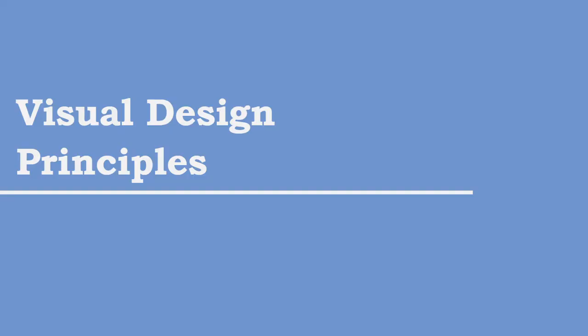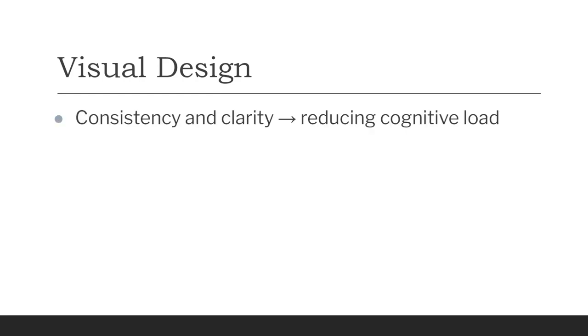All right, on to visual design principles. And these principles are going to connect to these theories. For example, a lot of them focus on consistency and clarity, and that's about reducing that cognitive load. When we see something that's consistent, our brain gets used to it and it doesn't take extra processing. Or if something's really clear, it takes away that extraneous cognitive load to make it easier to learn.